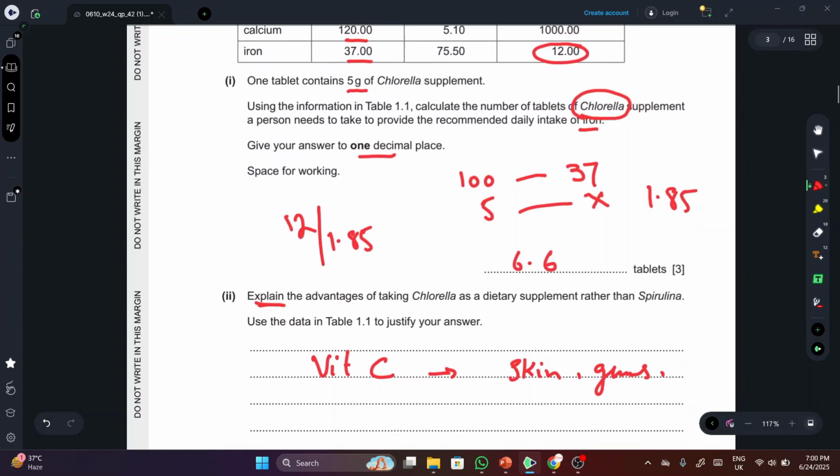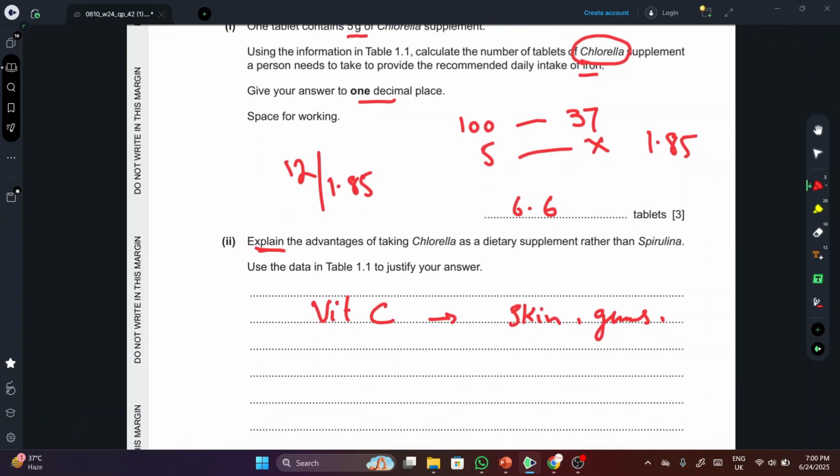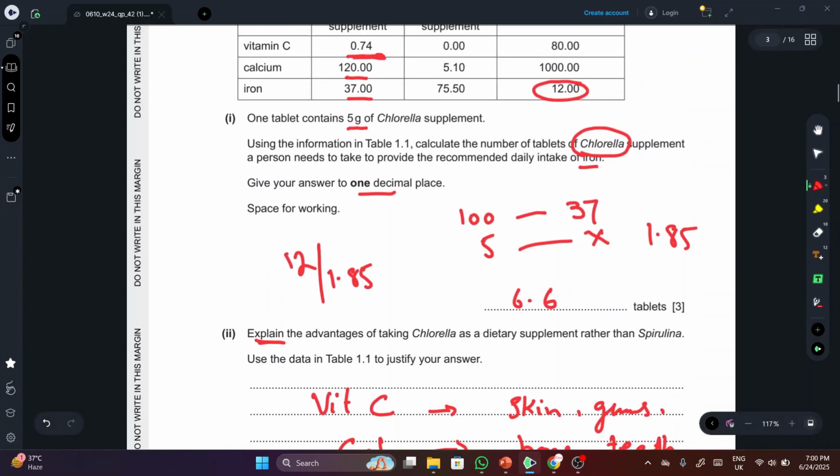Then why you should take this first one, chlorella supplement? Because it have a lot of calcium in it. If a lot of calcium in it, then it is needed for your bones, for your teeth. Calcium is needed. That's why you will mention it.